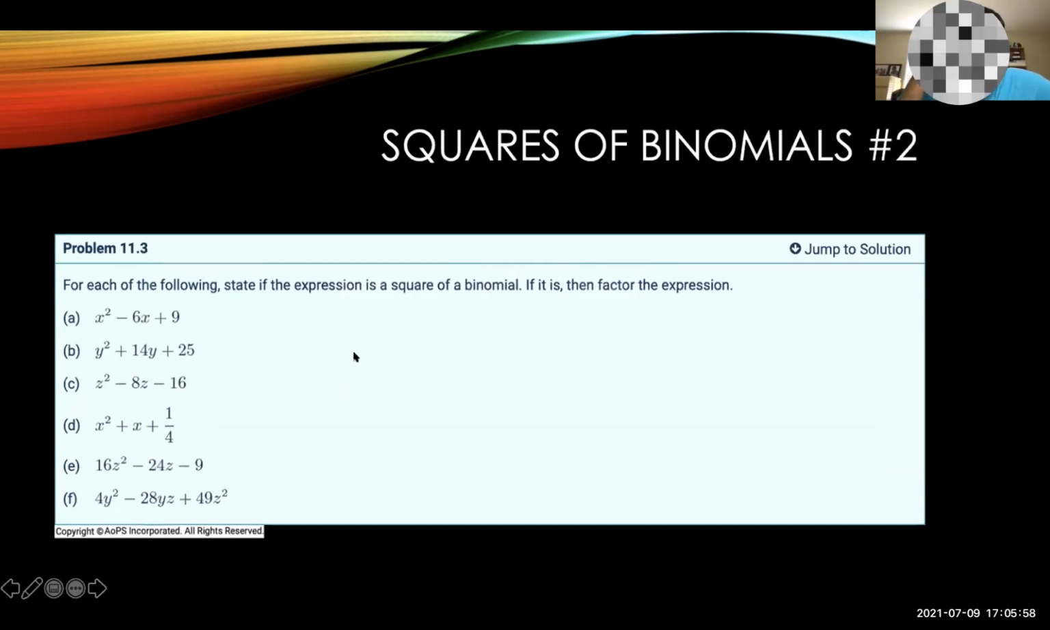Okay, so there's a lot of parts to this one. What we're doing here is essentially the reverse of the last problem. These are all solutions, and you have to figure out if there's a square of a binomial, and if there is, you have to be able to determine what it is. And if it's not, just mention that it's not.